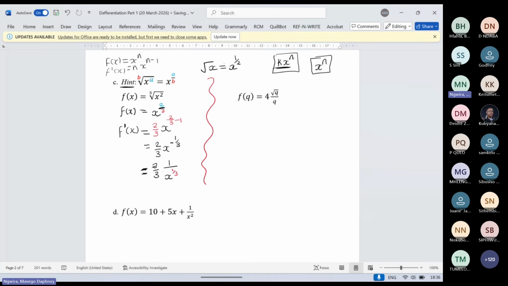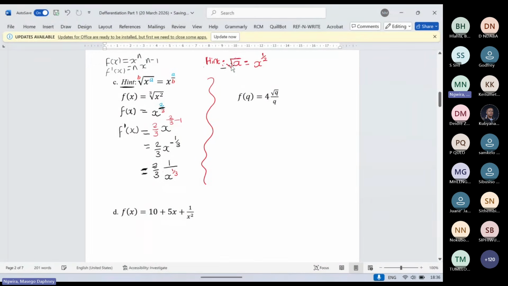We are saying that we cannot differentiate when it looks like this. It looks funny. And I said, this is a hint. Let me just write it as a hint. We are saying that if you are given the square root of x, x being a variable, you must change it to be x to the power of 1/3. We call this a square root. So when you change this to have a power, it's going to be x to the power of 1/3.